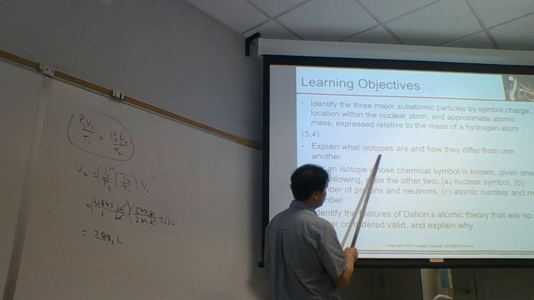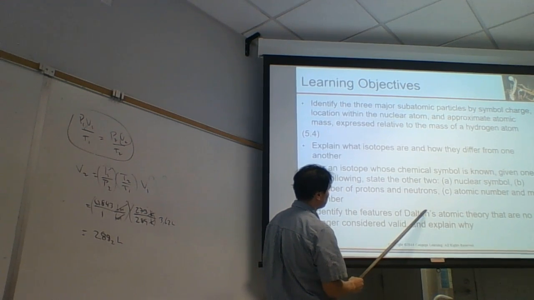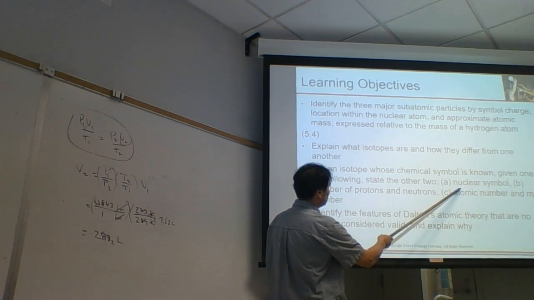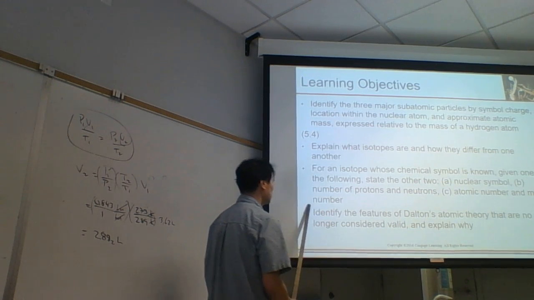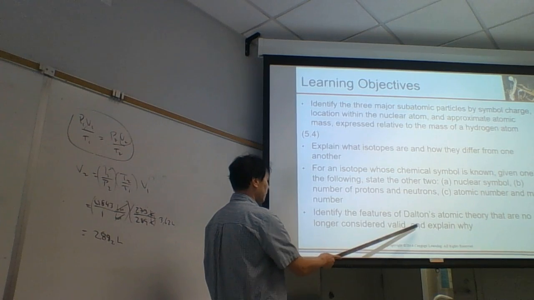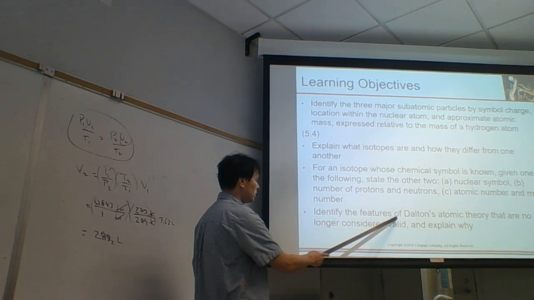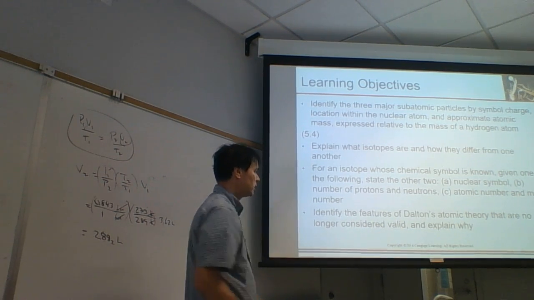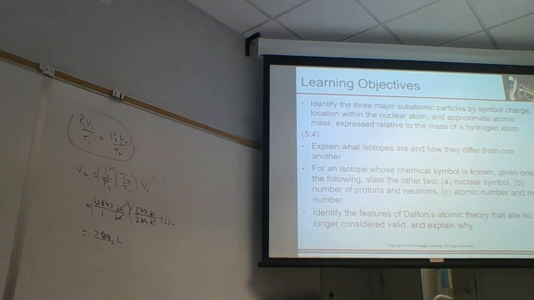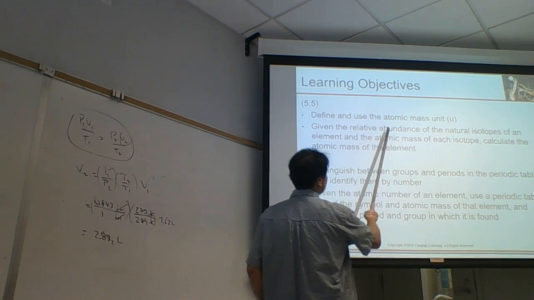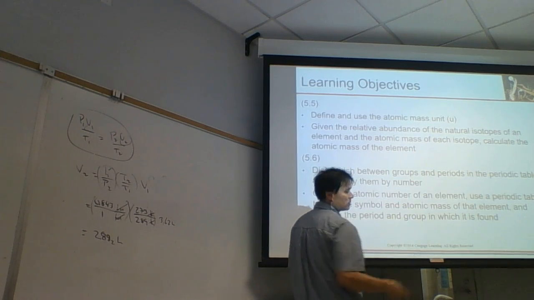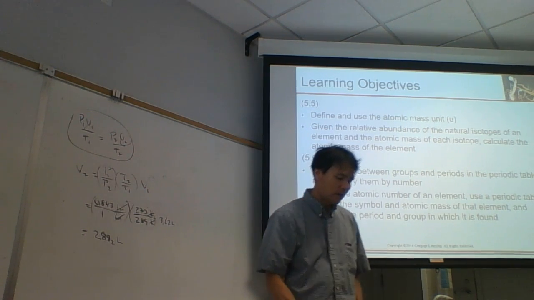We'll talk about isotopes, and the nuclear symbols, atomic number and mass number. Not all features of Dalton's atomic theory are considered valid today. Some parts of Dalton's atomic theory have been abandoned. And we're going to talk about the mass unit, the atomic mass unit. The atomic mass unit is just a different unit. We have different mass units.